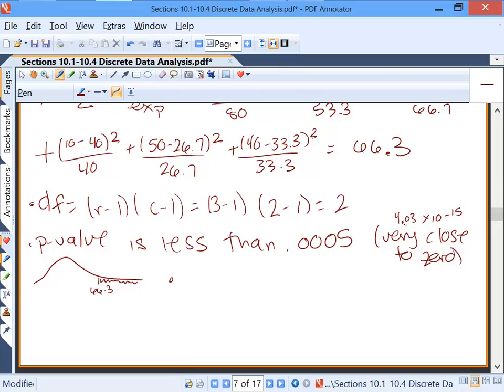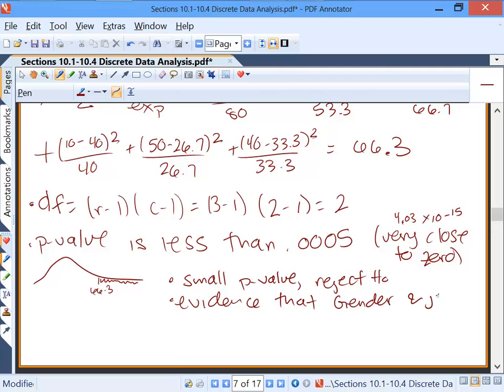So, very small p-value, right? Okay, so small p-value. We can reject the null hypothesis. So, evidence that gender and job are dependent. Okay, so our official answer is gender and job are dependent. We have incredibly strong evidence that they are dependent.